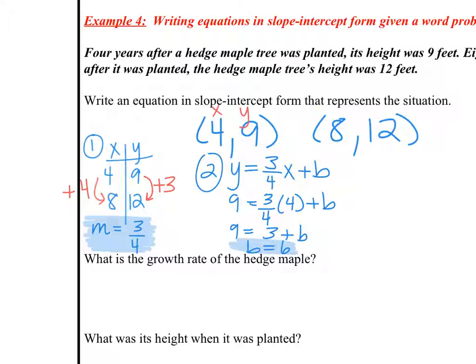Okay, let's write the equation, then we have a couple questions to answer. Jeremy, what would be my equation, since I know my slope and y-intercept? Y equals 3/4 x plus b, 6. Perfect, thank you.